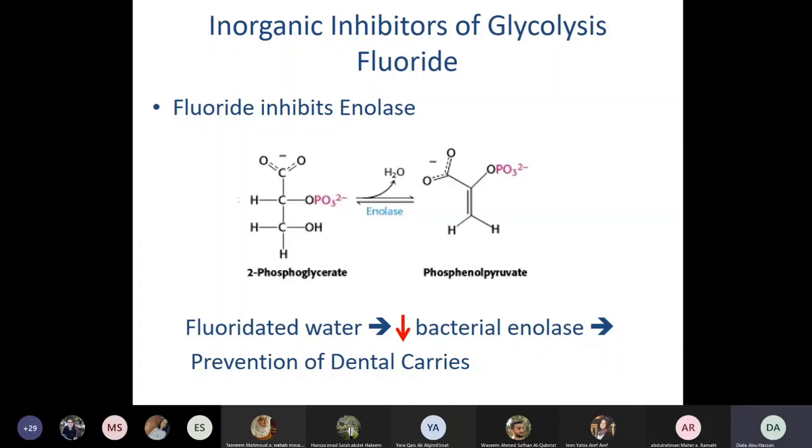The presence of this fluoride would inhibit this enzyme in the bacterial cells. Therefore, it would inhibit glycolysis in the bacteria, meaning it would deprive these cells of ATP that is produced by the glycolysis reactions, so the energy they get is reduced. Therefore, this may end up reducing the multiplication and division of bacterial cells and results at the end in the prevention of dental caries. Okay.